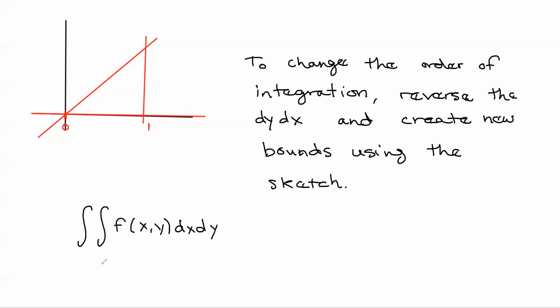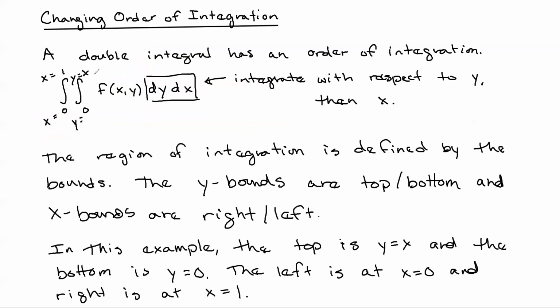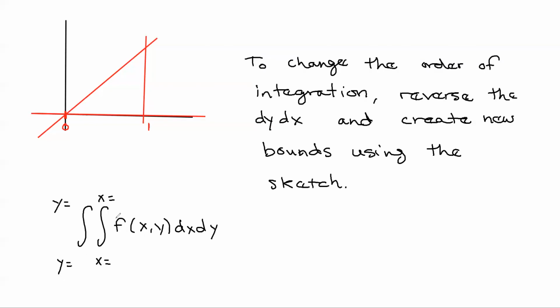Once you've done that, now we need x equals and x equals. So one thing to keep track of and memorize is that x bounds are left and right, y bounds are top and bottom. All right, so since we're doing x bounds first here, we're doing left to right, bottom to top, or right to left, top to bottom, however you want to memorize it. And so the original went bottom to top, left to right. The new one's going to go left to right, bottom to top. So we're reversing the order.